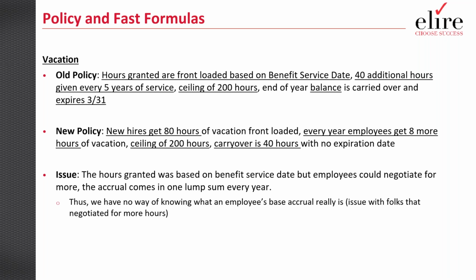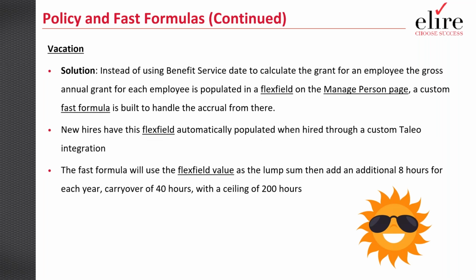The big issue we ran into was that there's no way to tell. Some employees could negotiate for more absence than was the standard for their benefit service date. So we had no way of knowing if John Smith was supposed to get 80 hours or if John Smith was supposed to get 120 hours, because it all came in one lump sum. And after a bunch of historical PeopleSoft runs, there was no way to really tell what their original balance should be. So in order to get around that, we created a flex field on the managed person page.